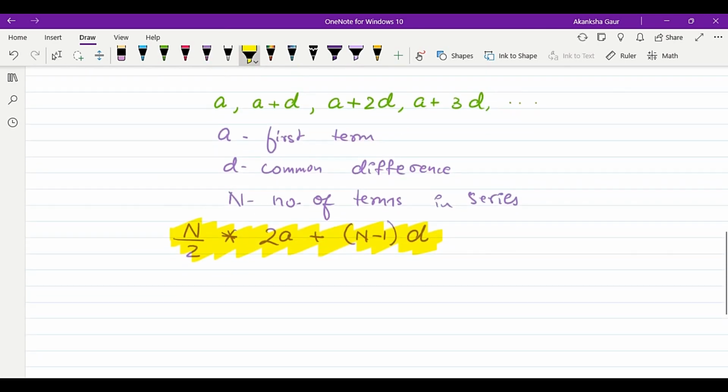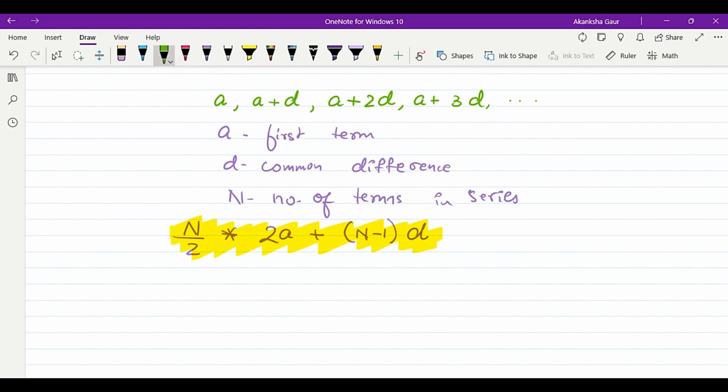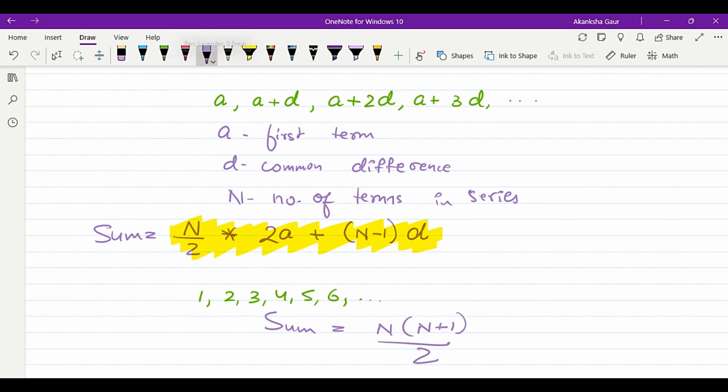Similarly, if we have natural numbers like 1, 2, 3, 4, 5, 6 and so on, meaning that there is a difference of only 1, I can safely say that the formula for the summation of the first n natural numbers would be n into n plus 1 by 2. Okay, this was the basic knowledge that you need for arithmetic progression.